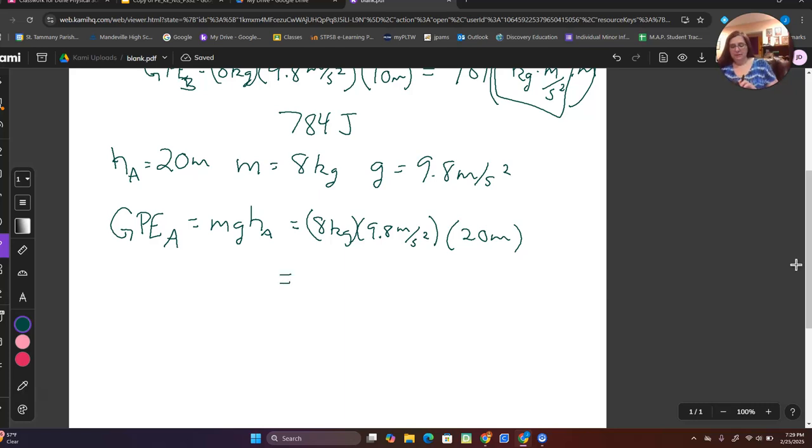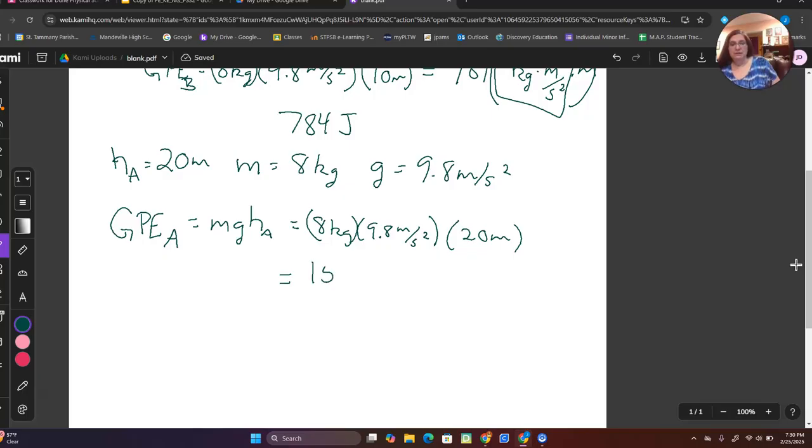So 8 times 9.8 times 20. Do you think that's going to be a bigger number or a smaller number than at point B? I hope you said bigger number, because we're multiplying by a bigger number. We're doubling that distance, so we're kind of doubling the potential energy.